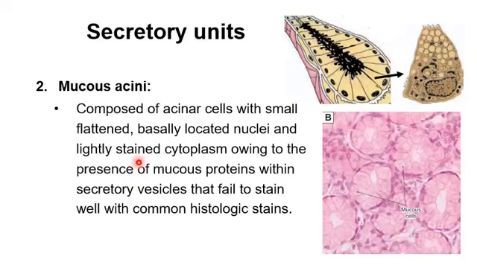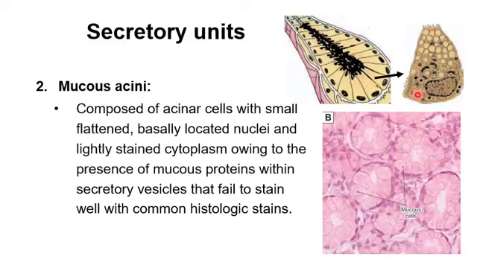Unlike serous acini, mucus acini produce heavily glycosylated proteins. Mucous acinar cells have small flattened nuclei located at the basal edge of the cells. Their cytoplasm is lightly stained. This is because the secretory granules in this cytoplasm fail to stain with the common histological stain.